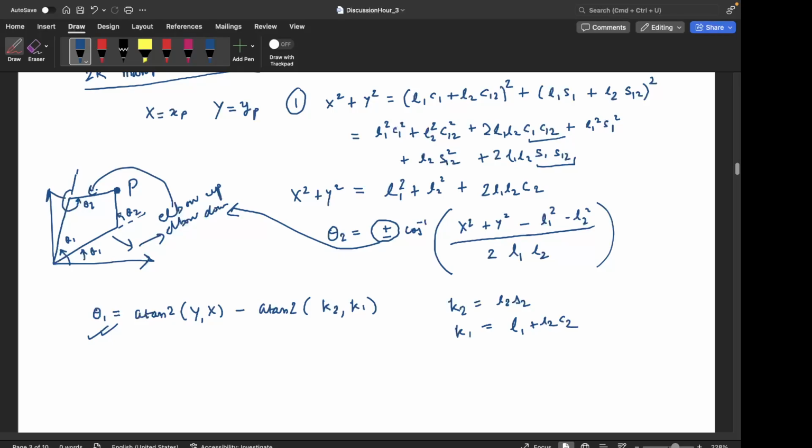So this is a very quick demonstration. It's a very simple system, a 2R manipulator. For a 3R manipulator we have some more complexity, and for higher degrees of freedom we use computers to solve those equations. Any questions on the inverse kinematics of the 2R manipulator, on the concept of inverse kinematics?